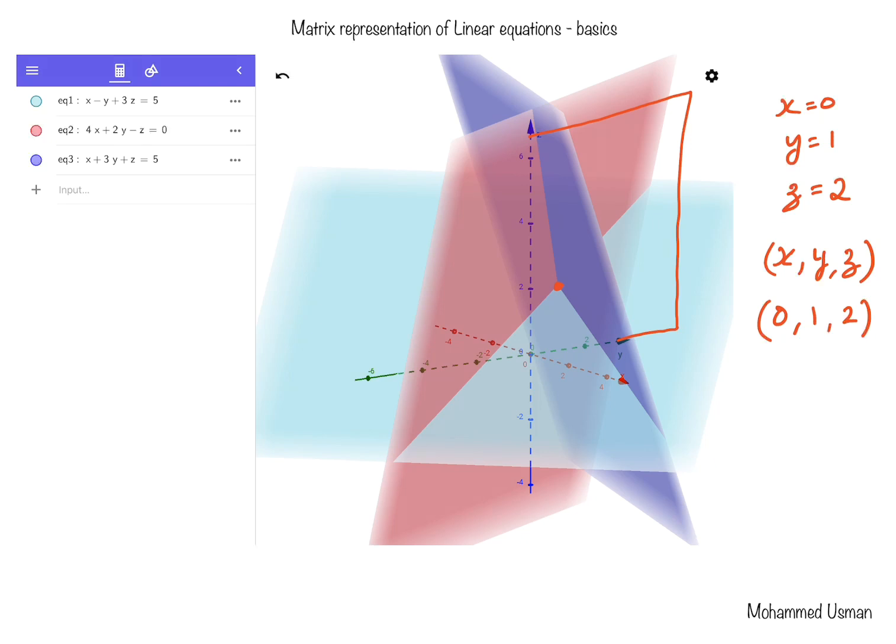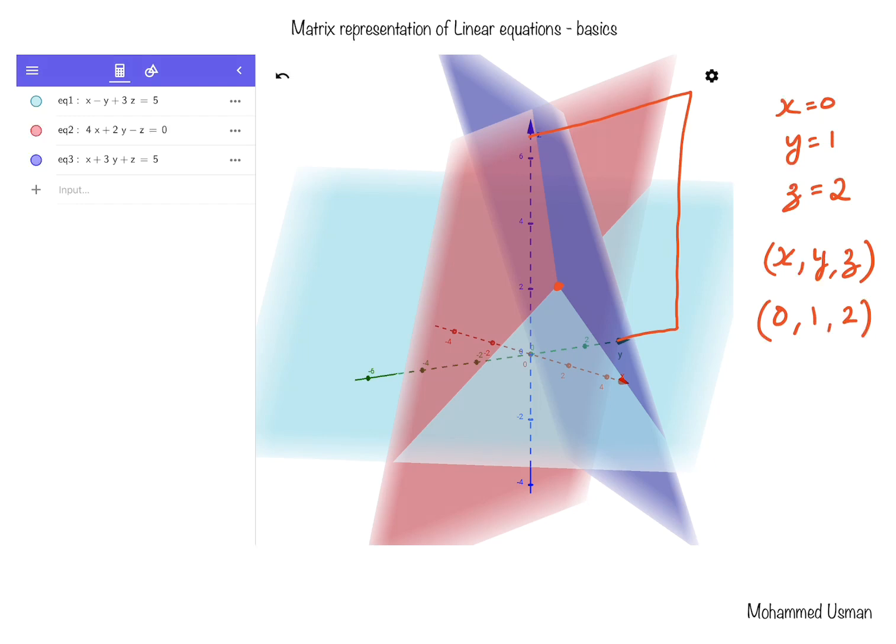But the solution, when we solve it, we will get this answer of x equal to 0, y equal to 1, and z equal to 2, which you can also verify by substituting in these equations. When you substitute these values of x, y, and z in all the three equations, the equations will be satisfied. So that is the solution.